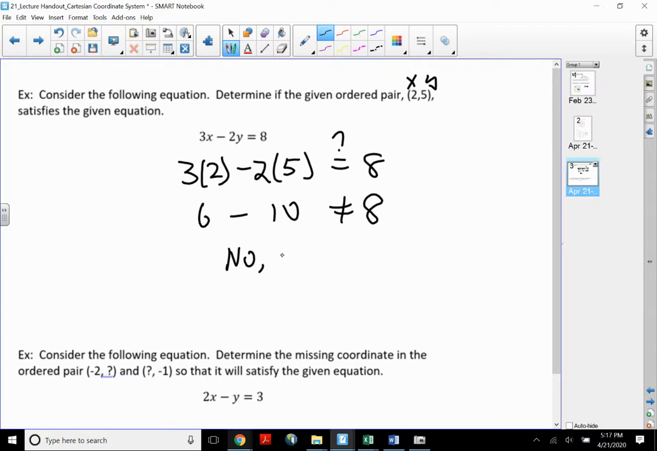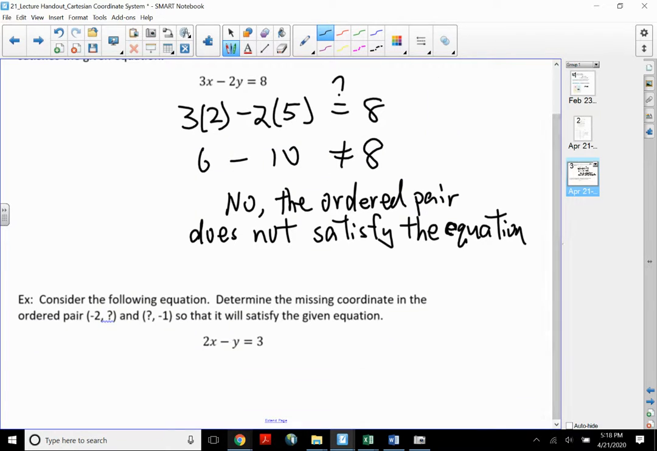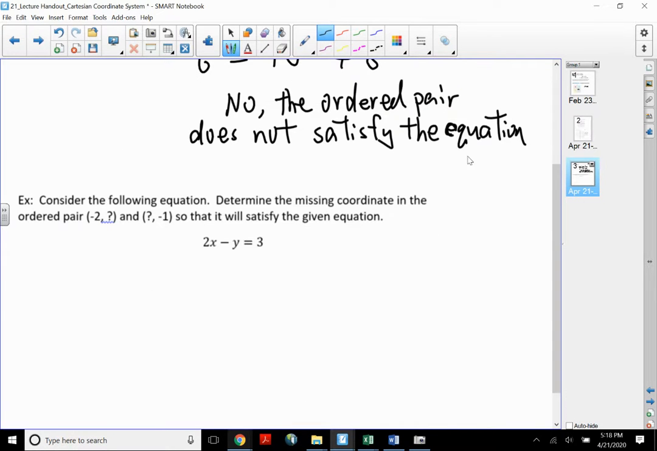Okay, no. The ordered pair, I'm just going to write it out in words. So what it's saying is the ordered pair does not satisfy the equation. All right. Okay, there's the reason why I'm writing all this. We'll probably come back and talk about it when we go over another topic.